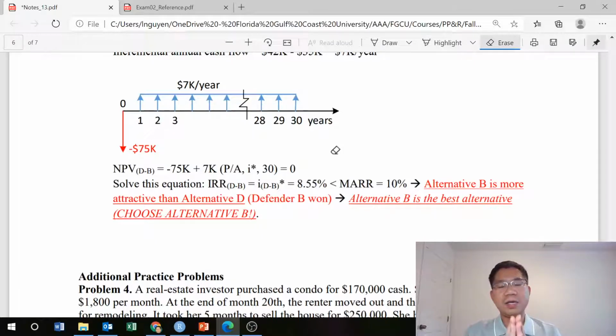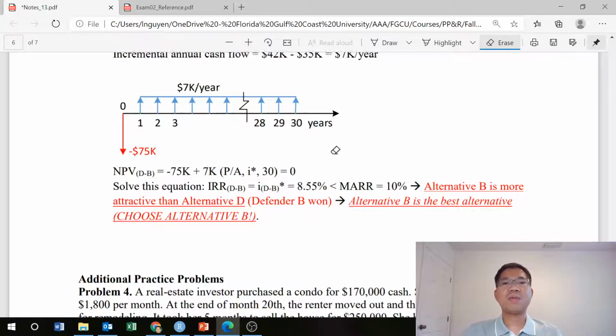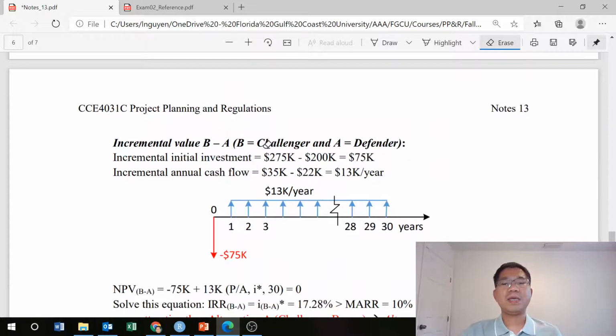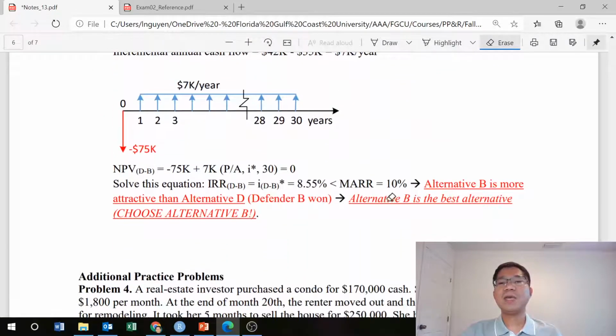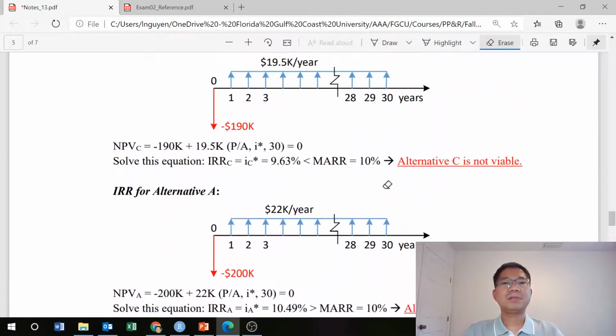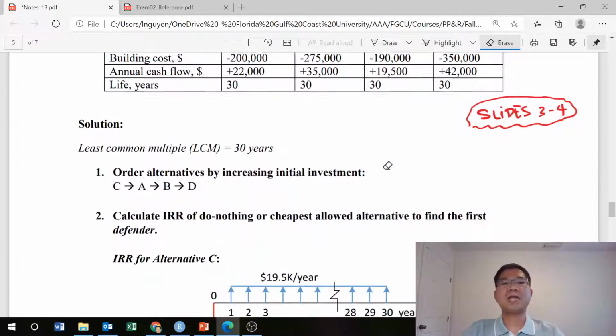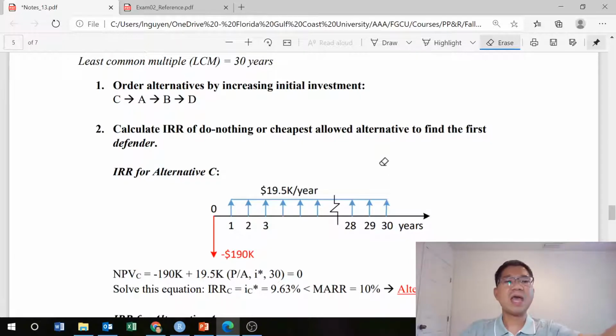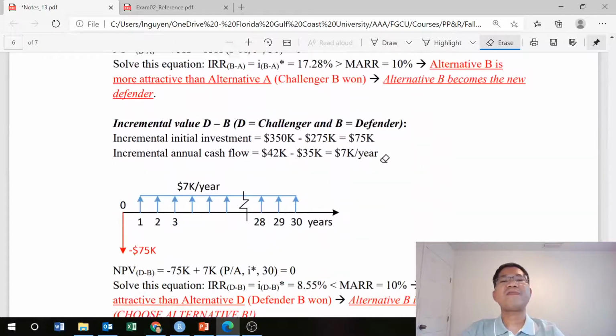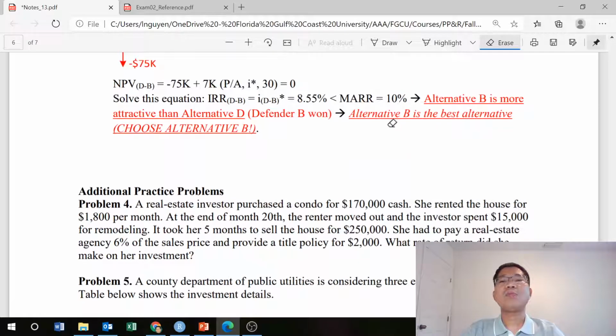When the incremental internal rate of return is greater than MARR, go with the challenger. The challenger becomes the new defender, just like when we compared B to A. And in this case, B is the best alternative. Why? Because you see there are no more alternatives. If we continued with E, F, C, D, A, I, J, K, we would just do the same process. Make sense? In this case, with 4 alternatives we stop, and B is the best alternative. Choose alternative B.